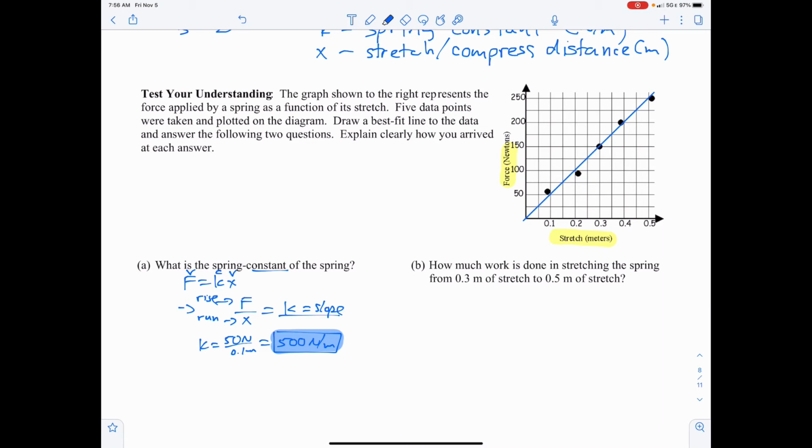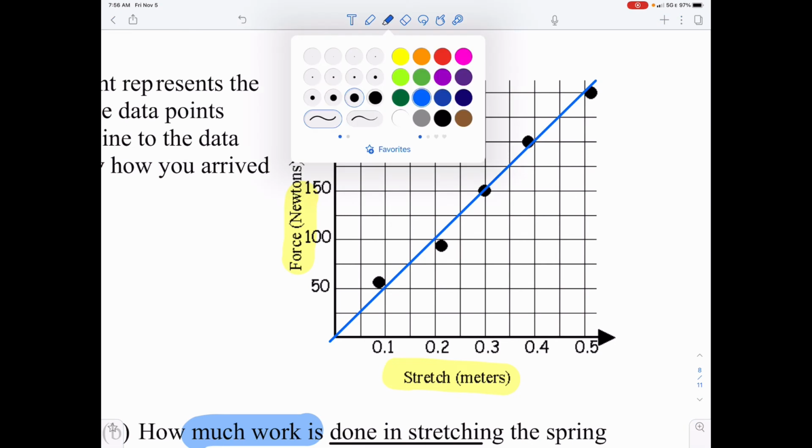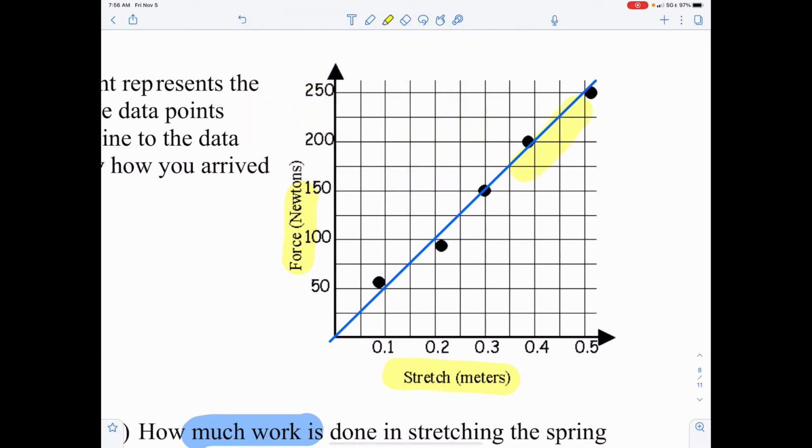How much work is done? Well, work is the area under a force distance graph, to stretch it from 0.3 to 0.5. So what we want to do is focus on just this region here from 0.3 to 0.5. You can all see that trapezoidal region right there, which breaks down into a triangle above and a rectangle below.